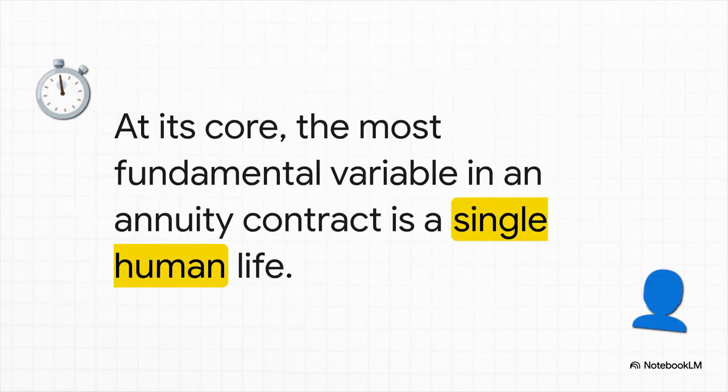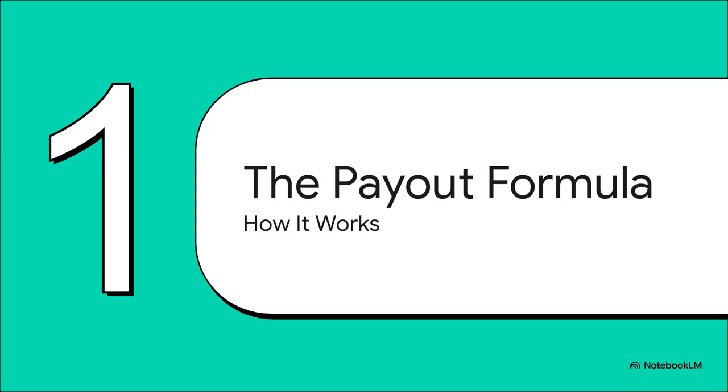For a second, forget all the complex market algorithms. At its very core, the most fundamental variable in an annuity contract isn't some number on a spreadsheet, it's a single human life. Everything else just flows from that. So how does one person's life get translated into a concrete payment plan? Let's get into the mechanics of it. Pop the hood and see how this blueprint is actually drawn up.